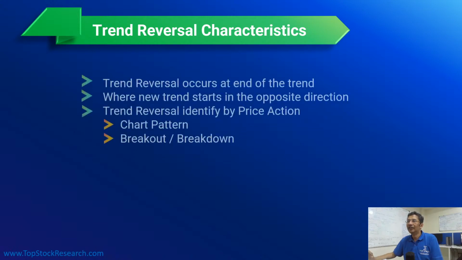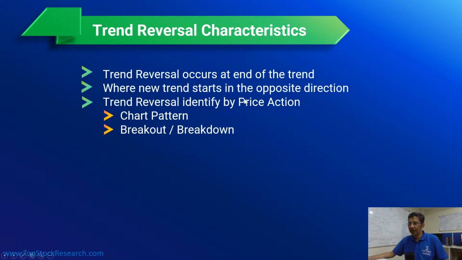Let's see what the trend reversal is. Trend reversal occurs at the end of the trend, where the new trend starts in the opposite direction of the parent trend, right? Where can you identify these trend reversals? You can look at one of the chart patterns, or you can look at the breakout and breakdown.